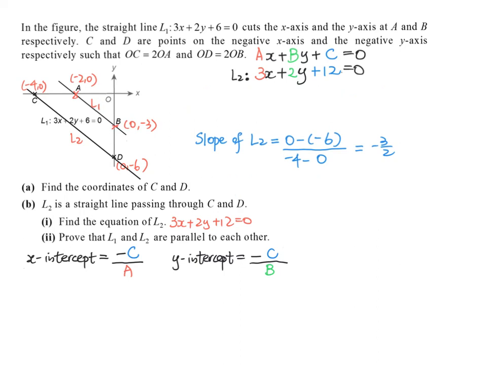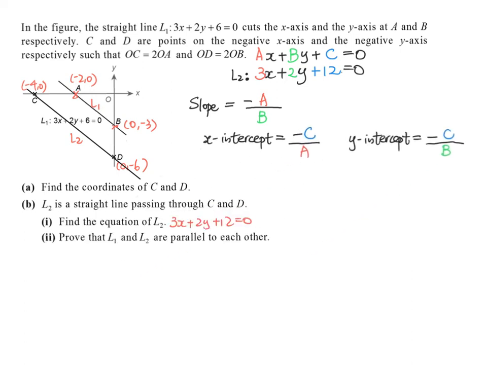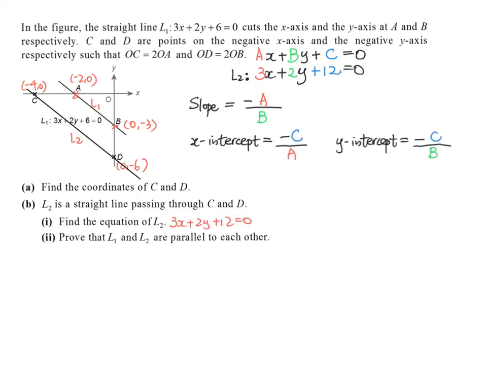Now if you look at the general form, you can tell that the 3 actually comes from the coefficient of x, and the 2 actually comes from the coefficient of y. And that also is another shortcut that saves you a lot of time. And so the slope equals negative A over B. And along with these two shortcuts, okay, these three are all you need to know for the general form.